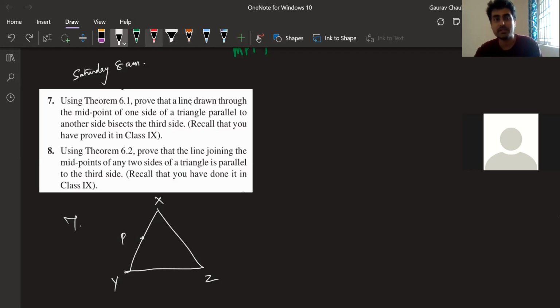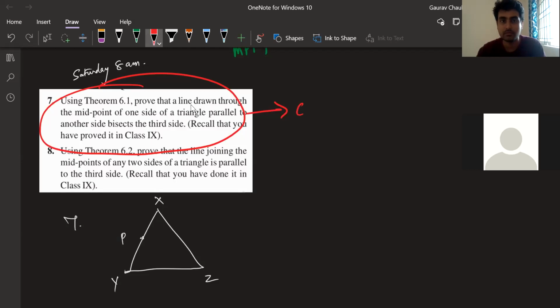So go ahead, Riza. What is given to you? And which theorem are we talking about? Which theorem is this? You remember? Riza, can you just tell which theorem is this? Sir, this is converse of Midpoint Theorem, sir. This is the converse of midpoint theorem. Yeah, this one.